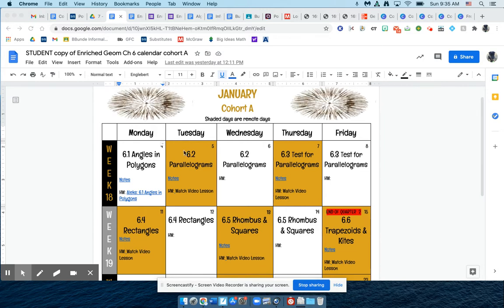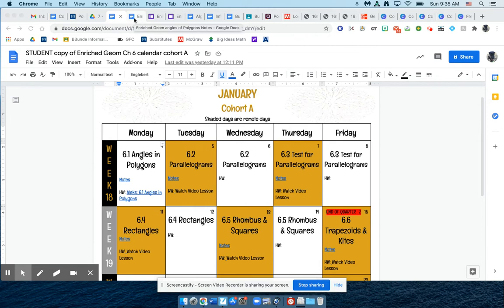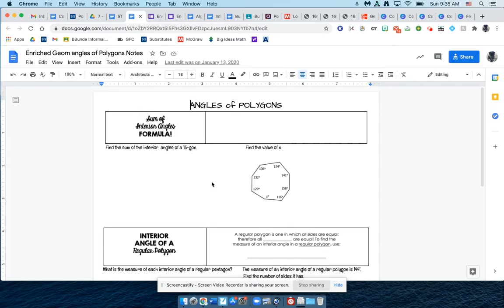Chapter 6 is all about quadrilaterals. So if you remember, hopefully, a quadrilateral has 4 sides. So we're going to be talking about different polygons, which is just a shape that has 4 sides. Your note should look like this. Angles of polygons is our first lesson.